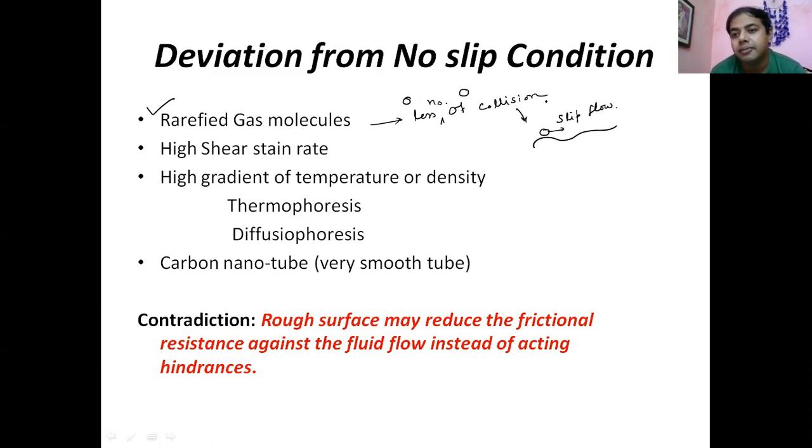So the deviation from the no-slip boundary condition occurs because of the rarefied gas. The number of collisions will be reduced. As the number of collisions is reduced, momentum transfer, momentum exchange, will also reduce. That will cause the adjacent molecules to be unable to come under thermodynamic equilibrium with the flat plate. It cannot establish this. In such a condition, some slip flow may take place.